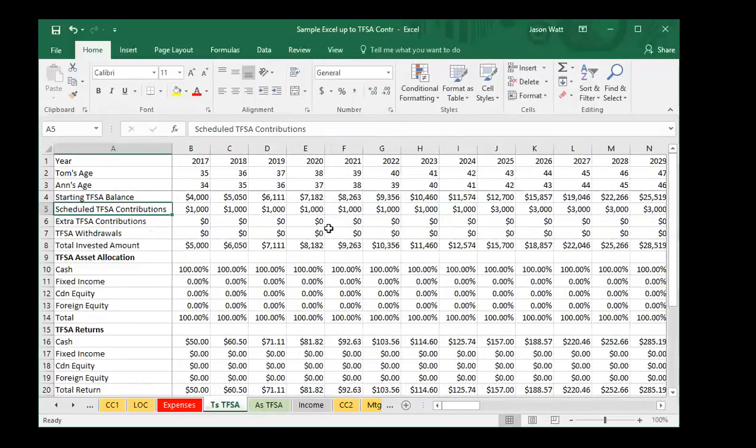So now you should see that, oh, sorry, what I should be doing here is changing that not to B5, but I should be doing 1,000 in there.